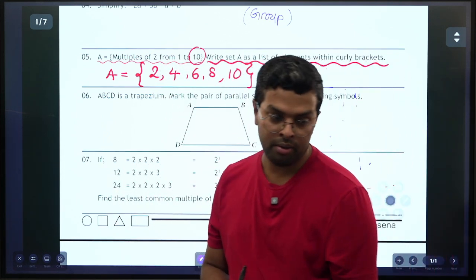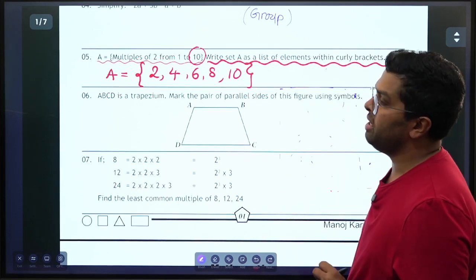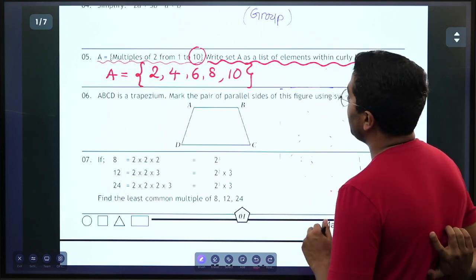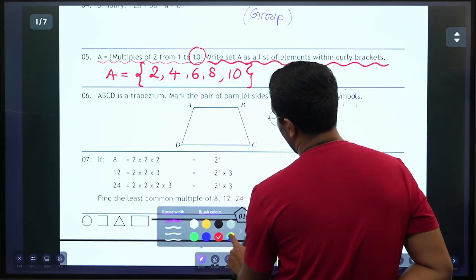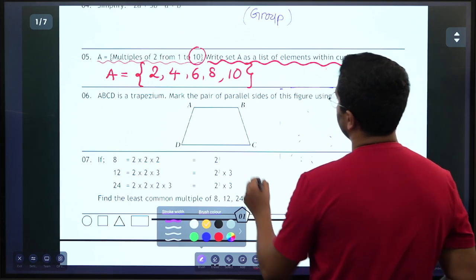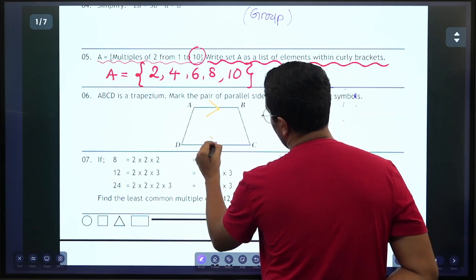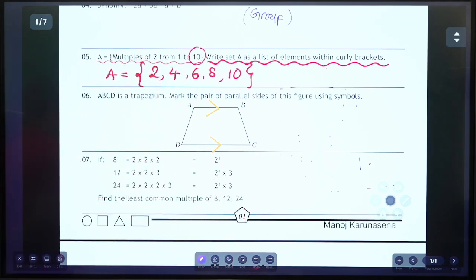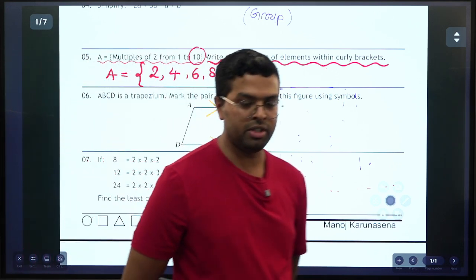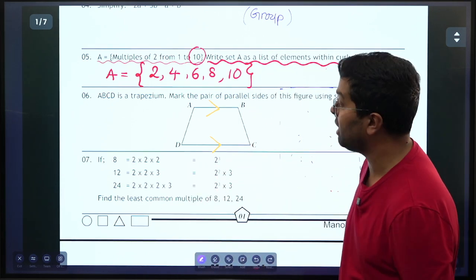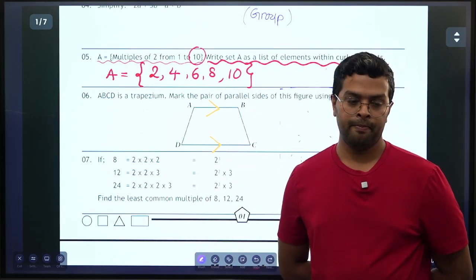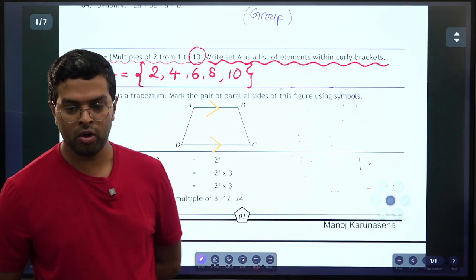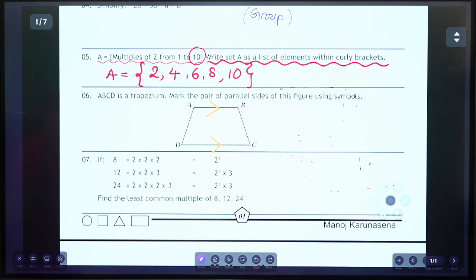Okay, moving on. Kids, ABCD is a trapezium. Mark the pair of parallel sides of this figure using symbols. These two are the pair of parallel sides. So in this trapezium, AB and CD are the two sides which can be considered as parallel lines. Is that clear? So are we all clear up until these 6 questions?